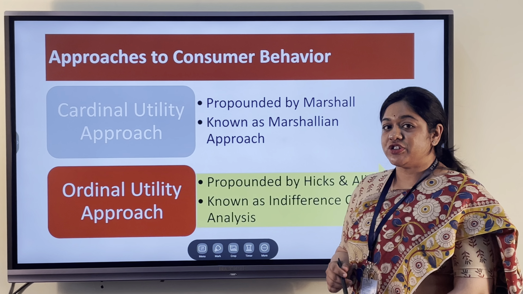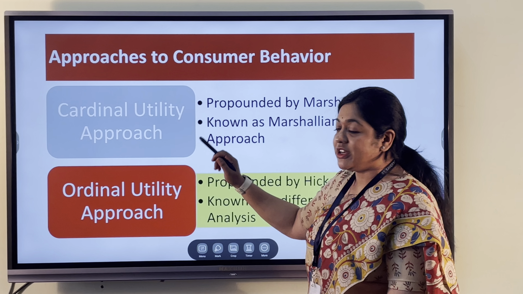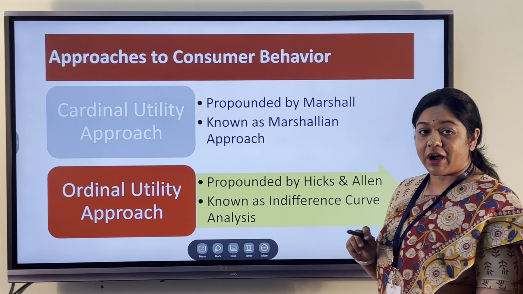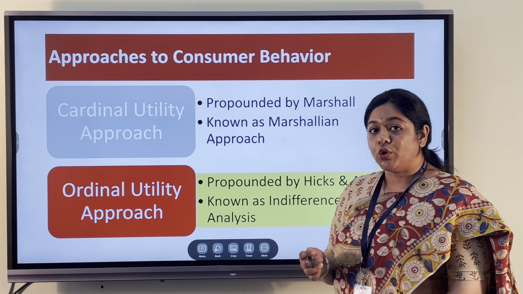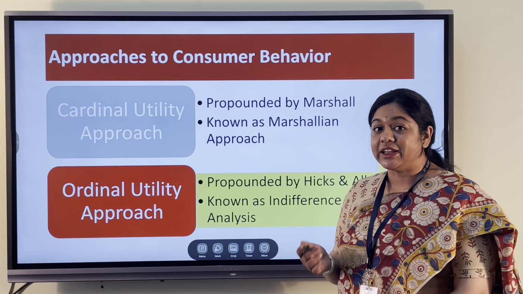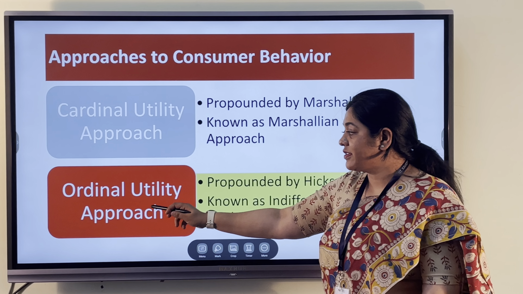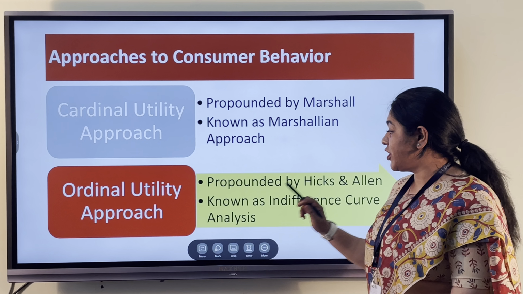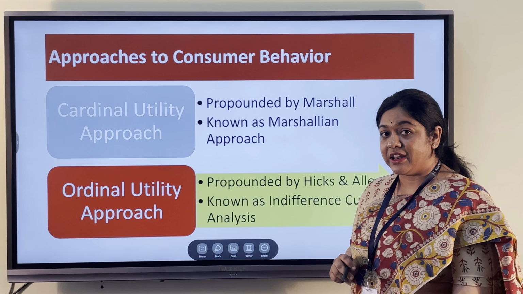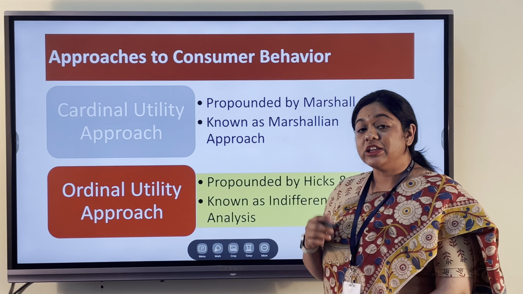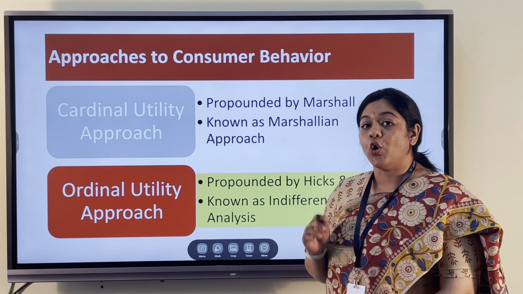So there are two approaches to consumer behavior. The first approach is known as the cardinal utility approach, which was propounded by Marshall, and it is also known as the Marshallian approach. This approach assumes that utility can be measured in terms of numbers. The second approach, that is the ordinal utility approach, which was propounded by Hicks and Allen and is also known as the indifference curve analysis, assumes that utility cannot be measured, but it can only be ranked or ordered.